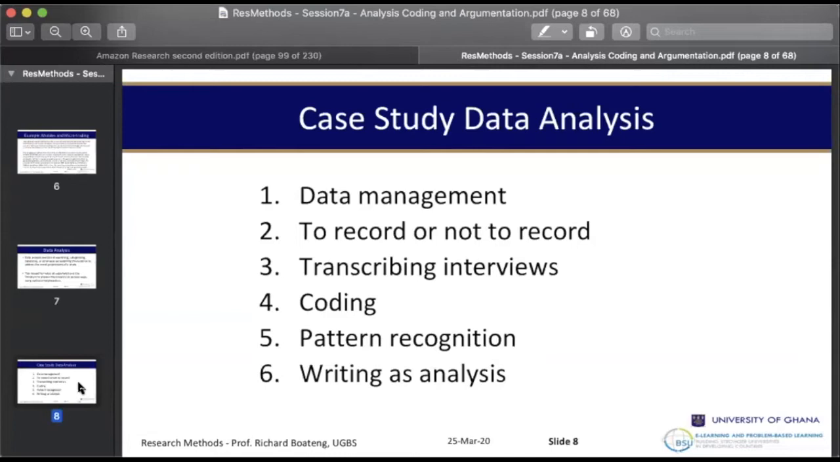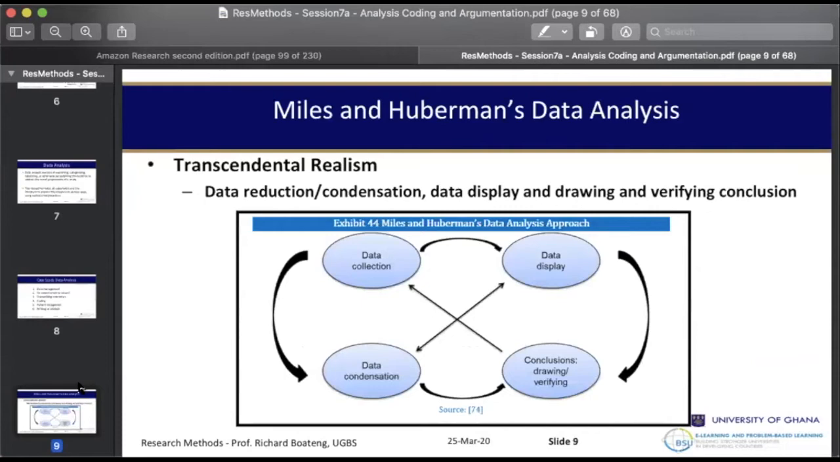As soon as you start doing filtering and categorizations, putting labels to the data that the person is giving you in the raw form, you have started doing analysis. So you transcribe your interviews, you do your coding, you identify patterns, and you write analysis. These are some of the steps that people do when they are analyzing qualitative data. But then what are the techniques that are required?